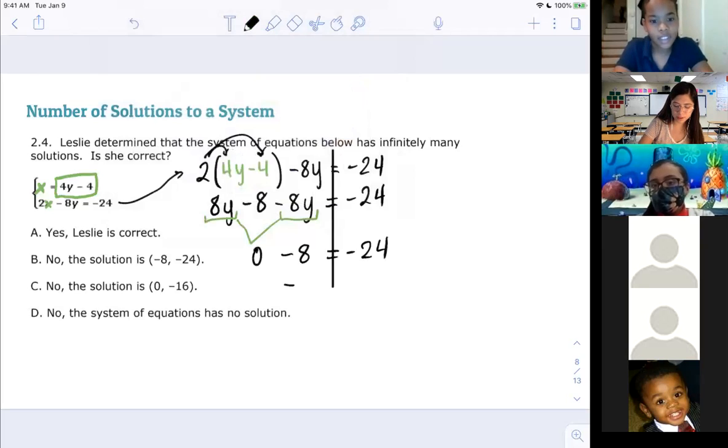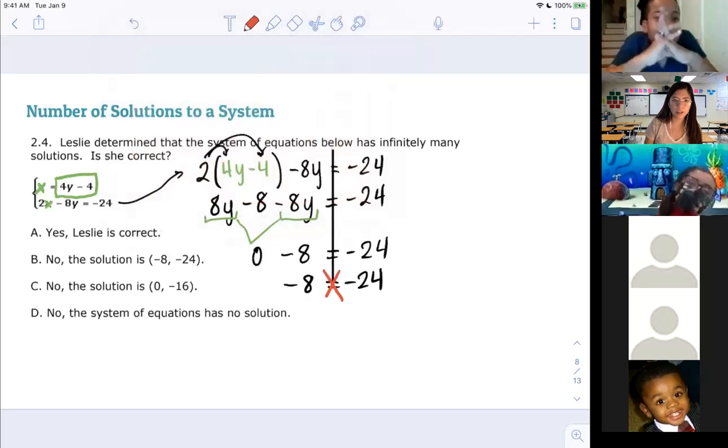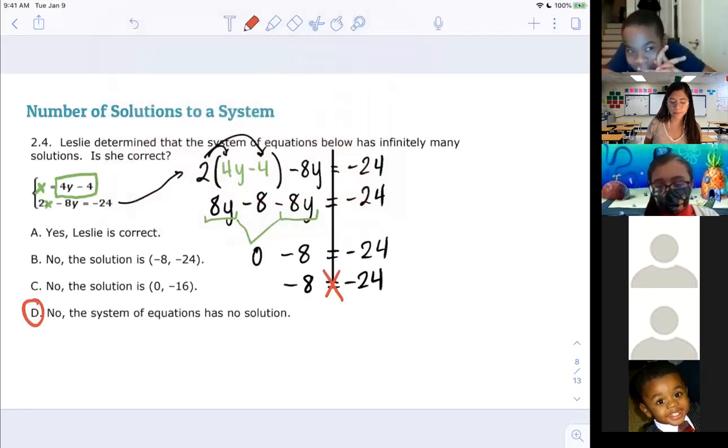Negative 8. So I get negative 8 equals negative 24. And what's wrong with that statement? First of all, there's no variable. And second of all, they don't equal each other. Since these numbers don't equal each other, this would be no solution. So I was right. It's D. Now, this is what happens when you have no solution.